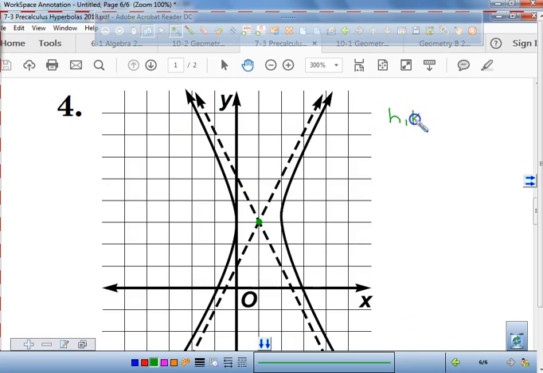What's your H and your K value? 1 and 3. Got it. By the way, do you see how the hyperbola opens left and right? That means we once again use the very first equation.